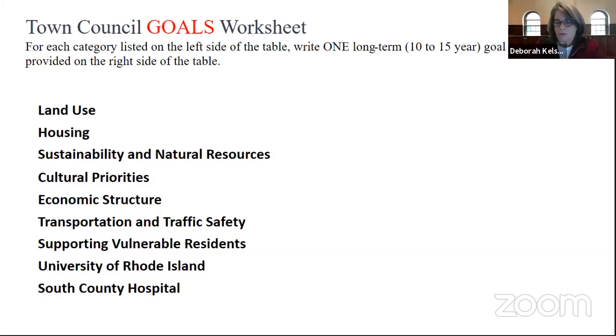So maybe a goal would be to look to install an economic development office, a director of economic development, as a long-term goal as part of town staff. We've talked about it, and maybe that's a goal.